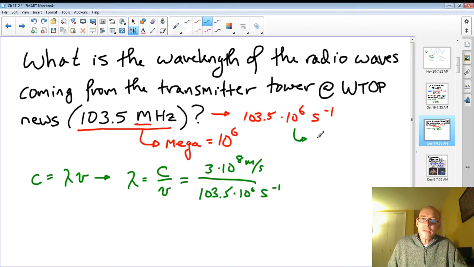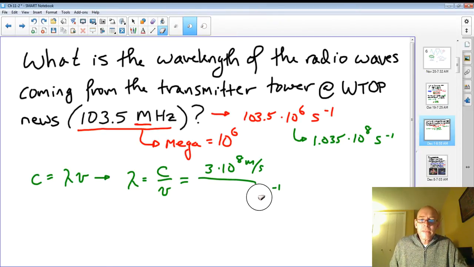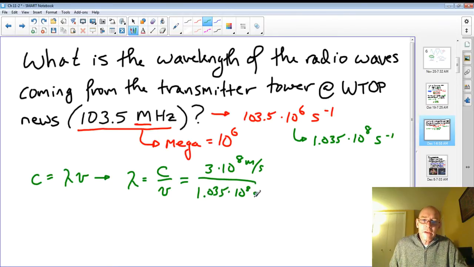You know what? We should convert this to standard scientific notation, which would be 1.035 times 10 to the 8th cycles per second. But nonetheless, when we do the math here, we see that the number is going to be pretty big. 3 times 10 to the 8th meters per second divided by 1.035 times 10 to the 8th is going to be a pretty easy division. Divided by 1.035 times 10 to the 8th per second.